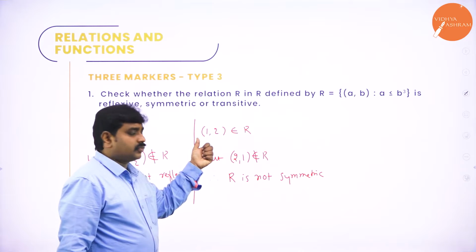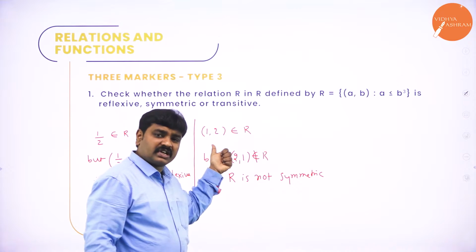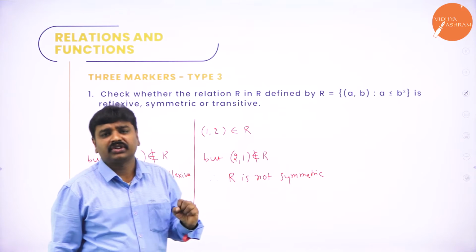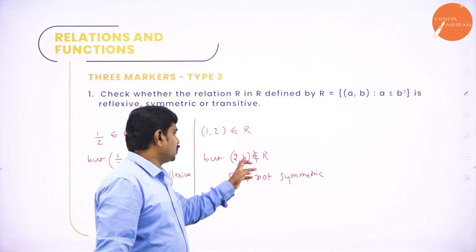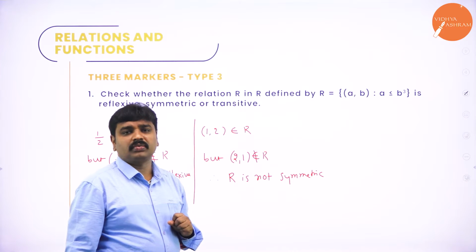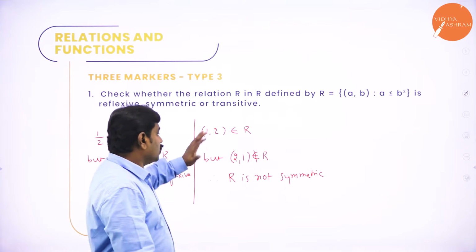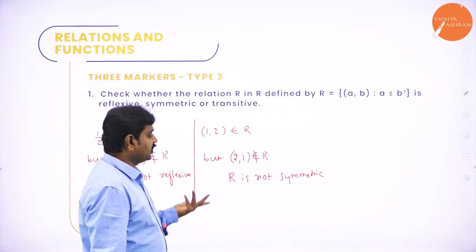So 1 is related to 2, but 2 is not related to 1. Therefore it is not symmetric, because 1 is less than or equal to 2 cube, but 2 is not less than or equal to 1 cube. 2 is more than 1 cube. So no need to explain all those things, just write 3 lines, enough.